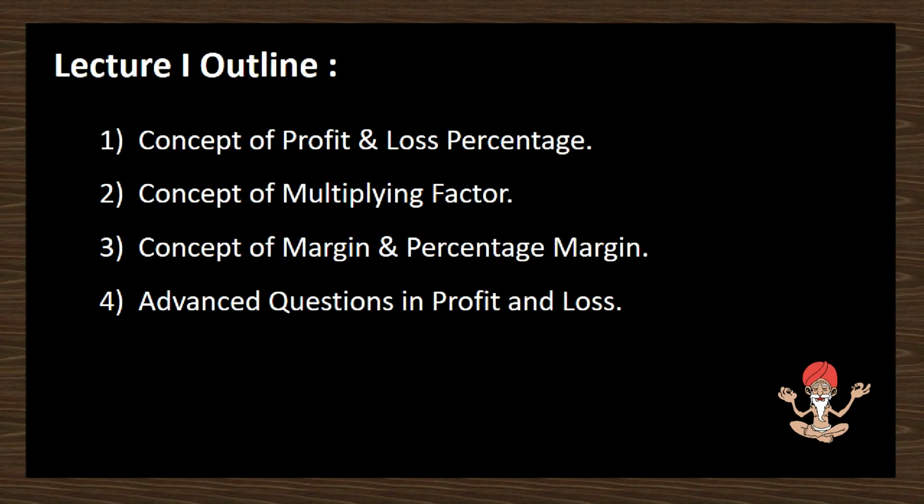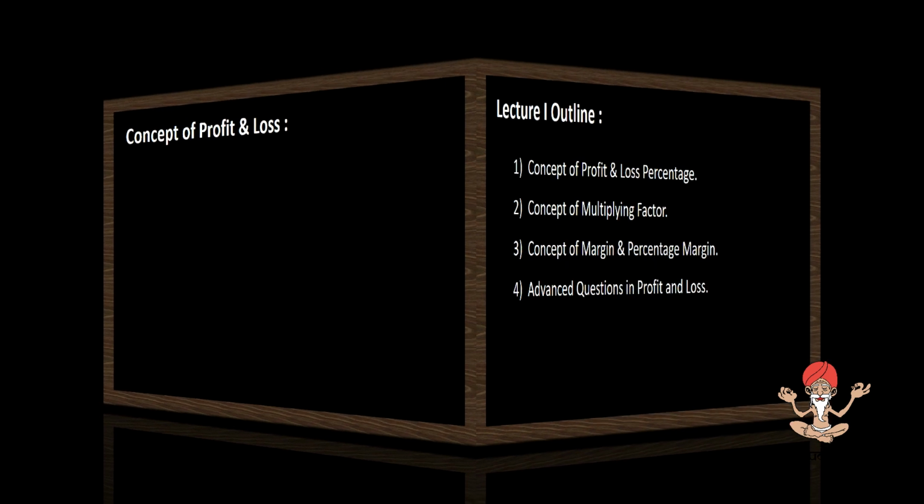As far as the first lecture of profit, loss and discount is concerned, it will be roughly broken into 4 parts. The first part will be dealing with the concept of profit, loss as well as profit percentage and loss percentage. In the second part of the chapter, we'll be understanding the concept of multiplying factor. The third part of the lecture would deal with the concept of margin and percentage margin, and finally we'll end today's lecture with some advanced questions in profit and loss.